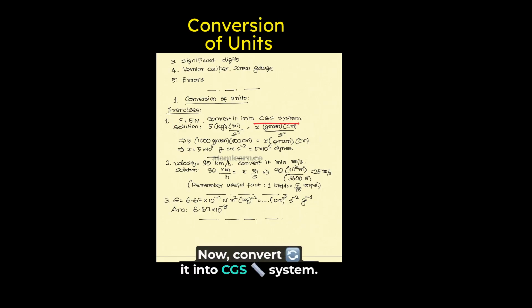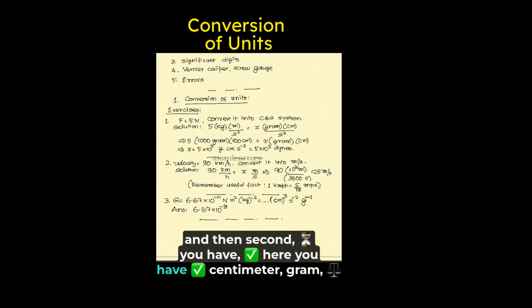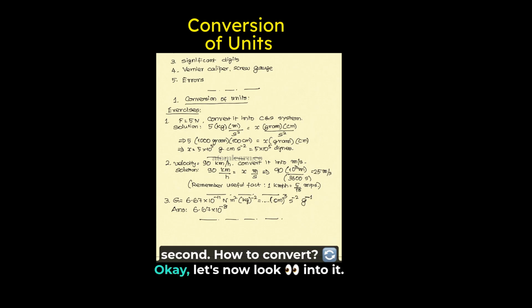Convert it into CGS system. CGS system is centimeter, grams, and seconds. So, unlike the MKS or the SI unit where you have kg, meter, and then second, here you have centimeter, gram, second. How to convert? Okay, let's now look into it.